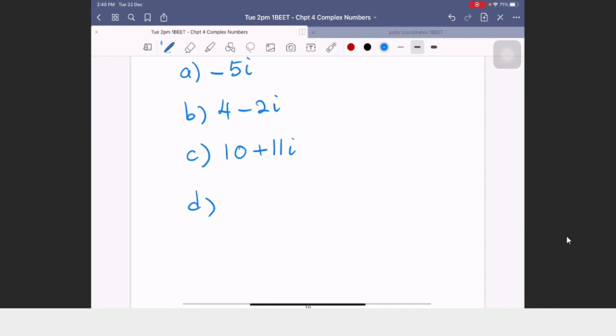Anybody else would like to give me the answer for D? 14 over 15. Say again. I'm not sure of this answer. 14 over 15 minus 5 over 15i.